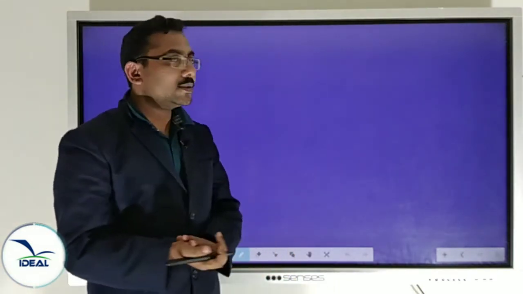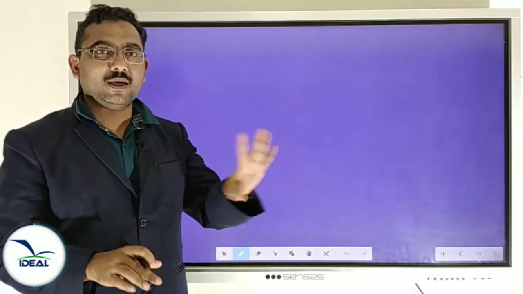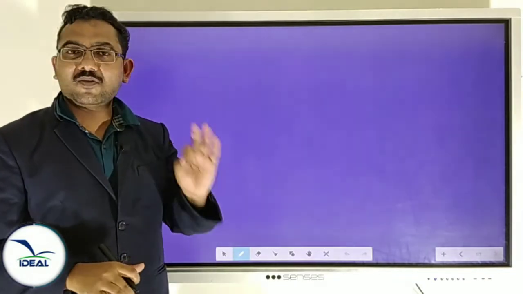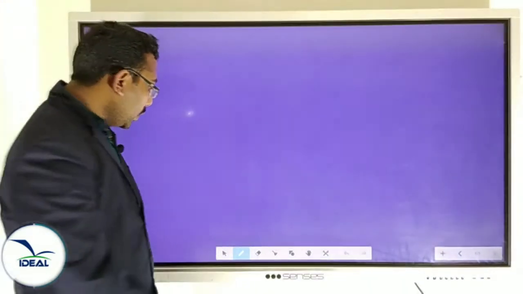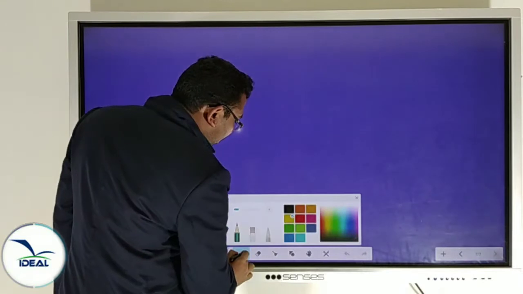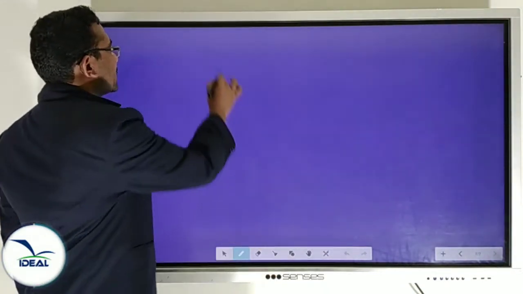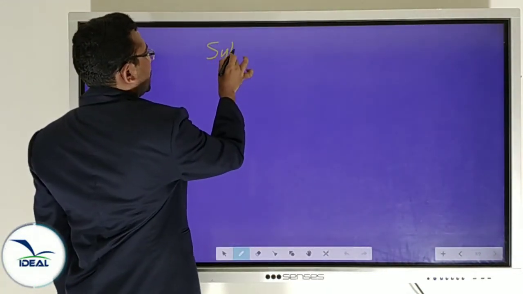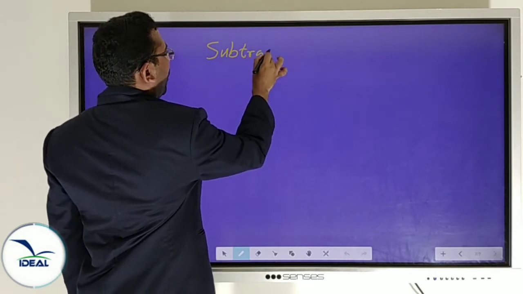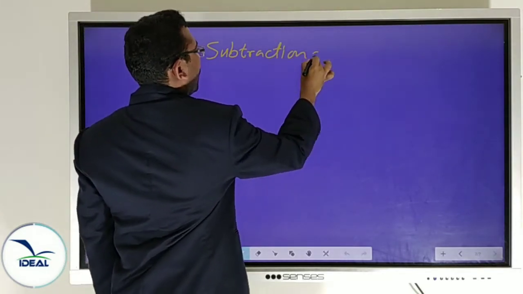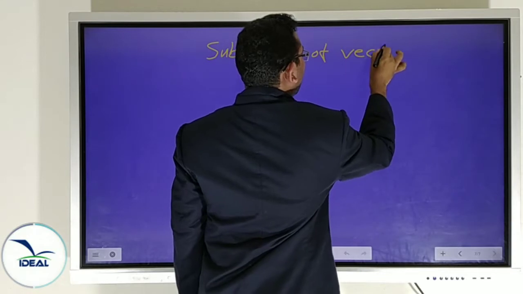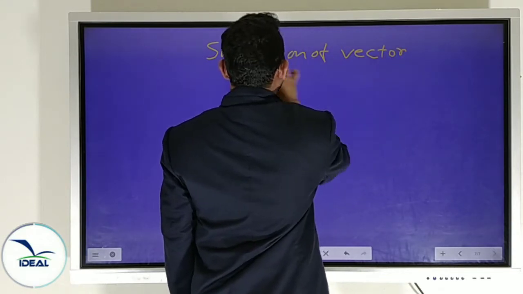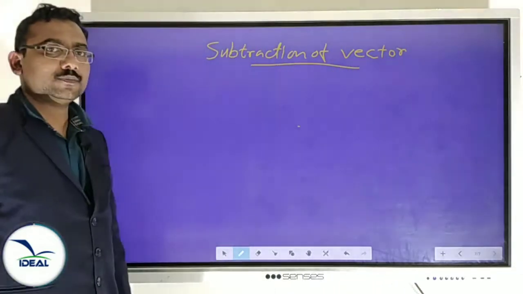Yes, last class we studied the addition of vectors, different methods for adding two vectors. Today we are discussing the subtraction of vectors. How to subtract one vector from another vector?